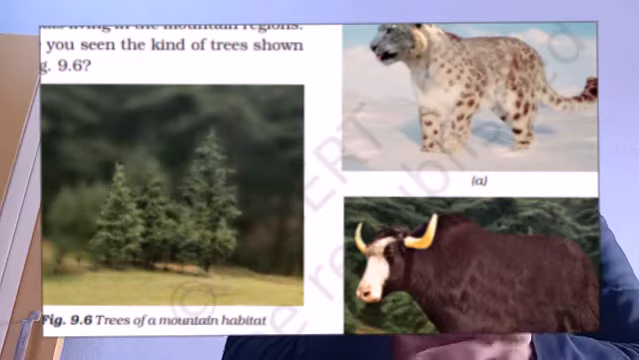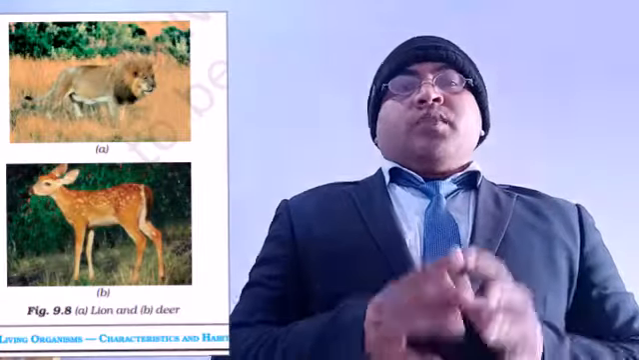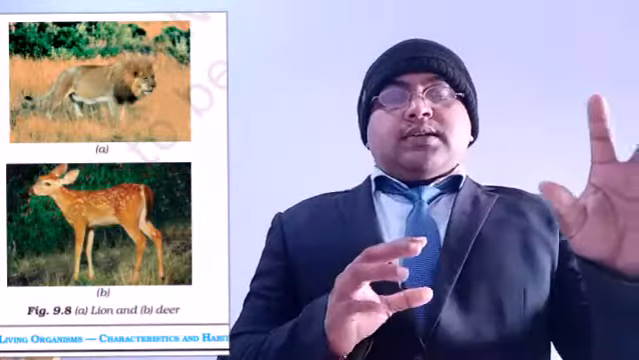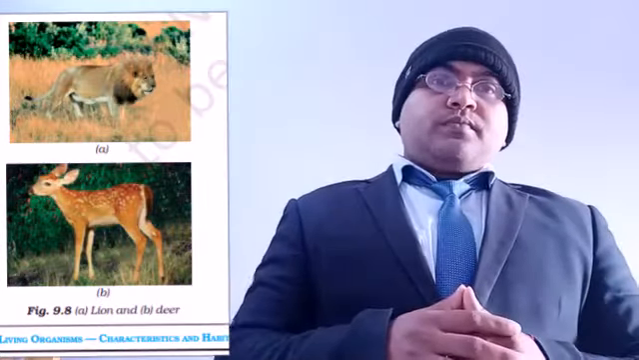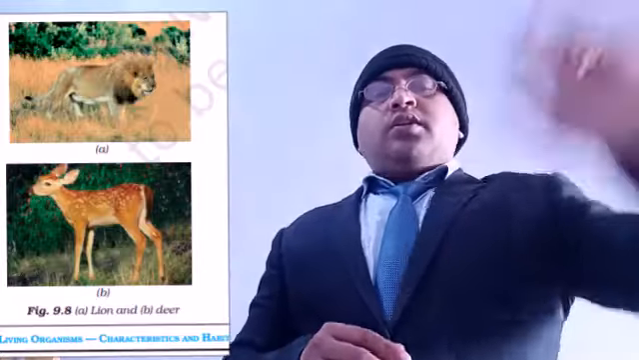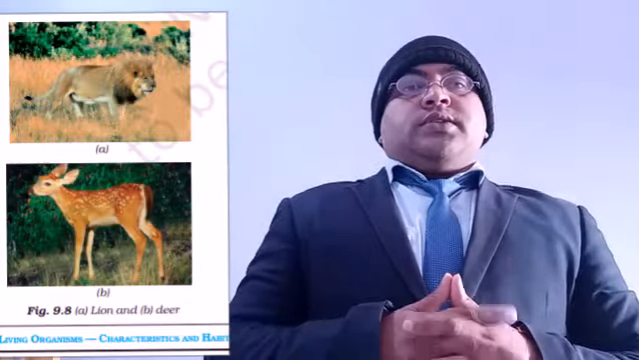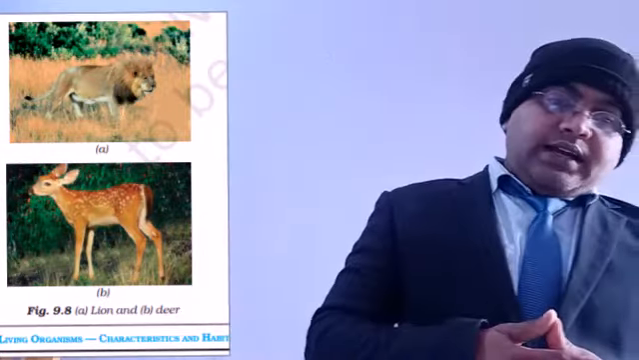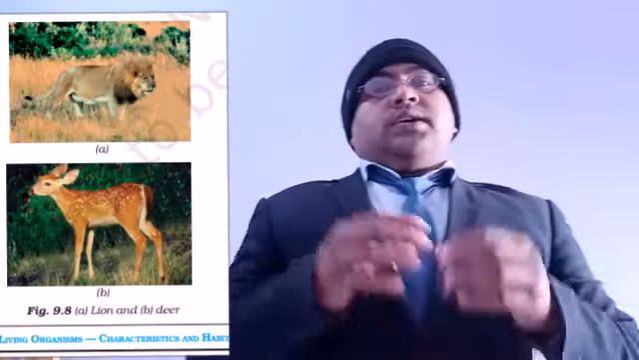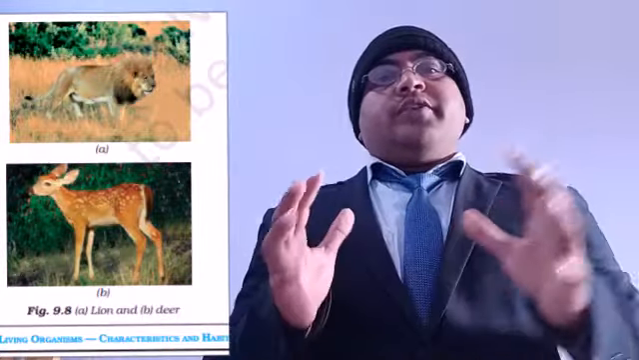Then comes the grassland region. If you observe the grassland region, you will find the color of the animals is such that they can hide themselves in the grass or in the trees and can hunt or be safe from hunting. Their eyes are in the front, like a lion, so they can see a very long distance. In deer, the eyes are on the side, so they can see wide areas and protect themselves from predators. The trees of the grassland areas are tall, and they shed their leaves in the winter season. So this is how animals and plants survive in the different terrestrial habitats.